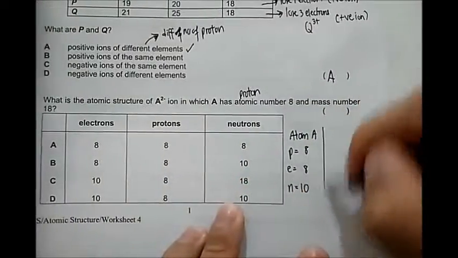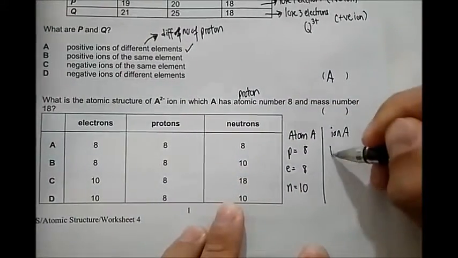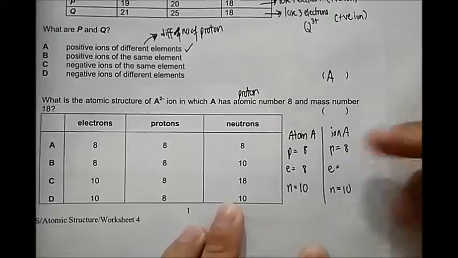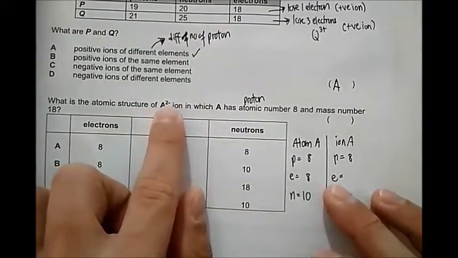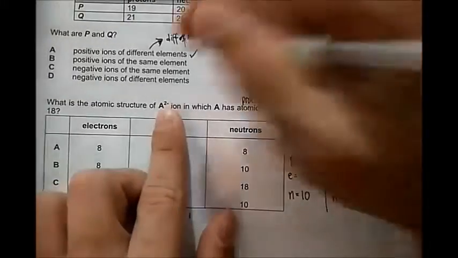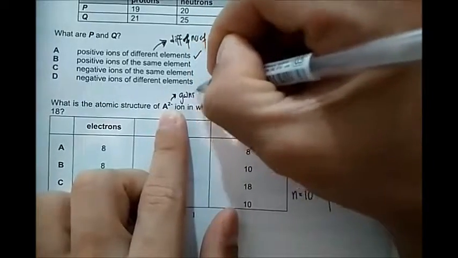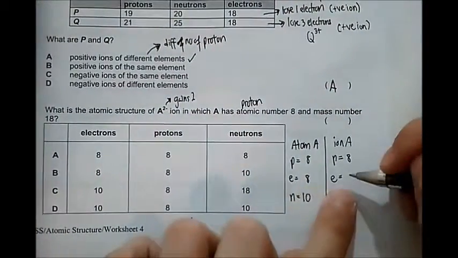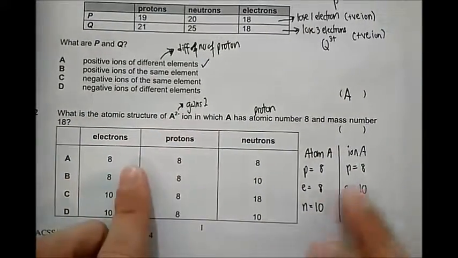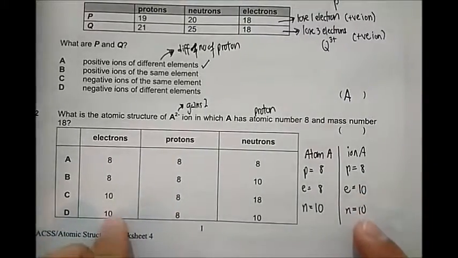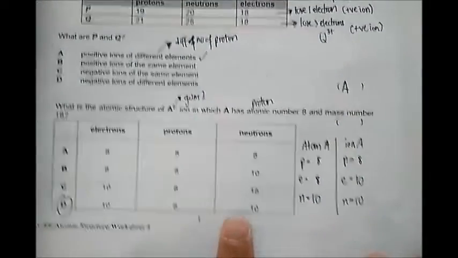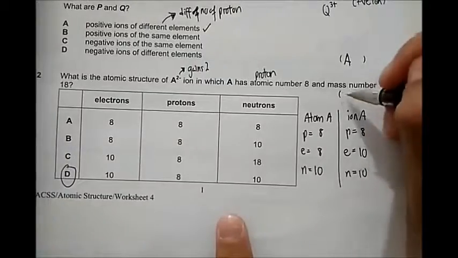This is for atom A. Now, ion A, on the other hand, has the same number of protons, same number of neutrons, but the number of electrons is different. Since it's a negative ion, it gains 2 electrons. 2 minus means gains 2. So 8 plus 2, I get 10. They want us to find the atomic structure of this ion, so I'm just going to match this to the option. Number of electrons 10, protons 8, neutrons 10. My answer would be D.